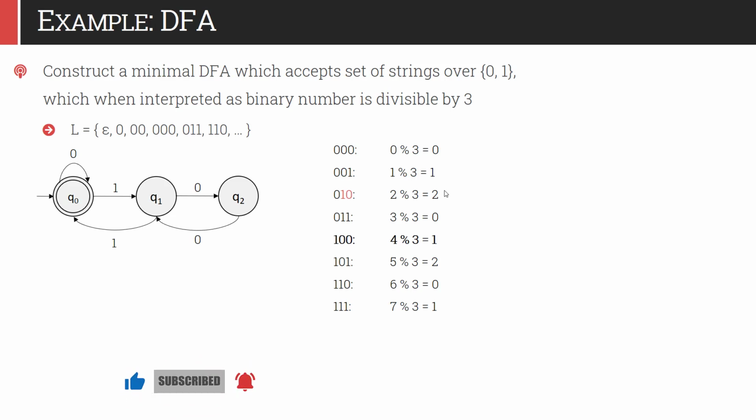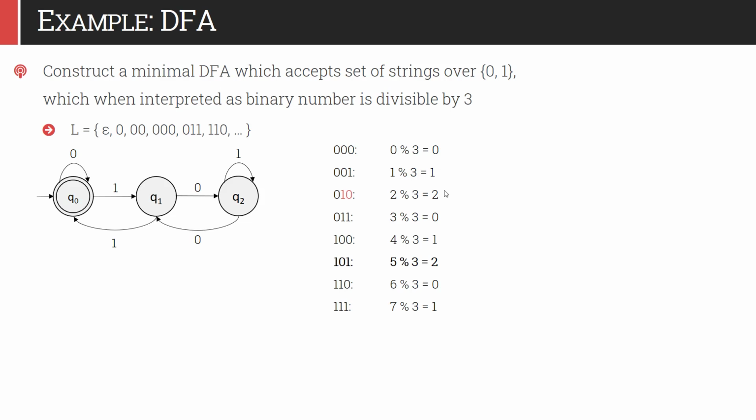Next transition will be of 1, 0, 1. So from Q0 we read 1, we are moving to Q1. From Q1 we read 0, we are going to Q2. If we read 1, then that number would be 5, and 5 remainder 3 is 2. It means we should remain in the same Q2 state. So if we read 1, we are remaining in Q2 itself.